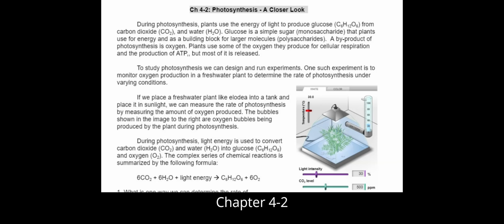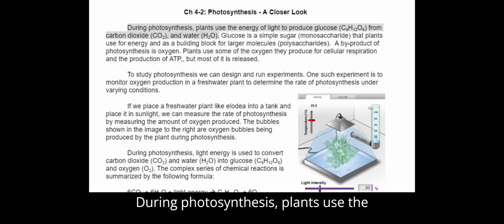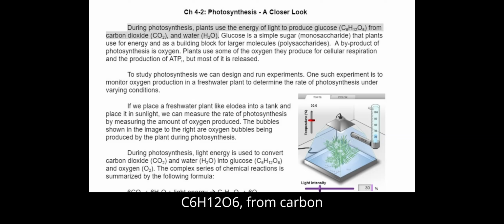Chapter 4-2, Photosynthesis, a closer look. During photosynthesis, plants use the energy of light to produce glucose, C6H12O6, from carbon dioxide, CO2, and water, H2O.